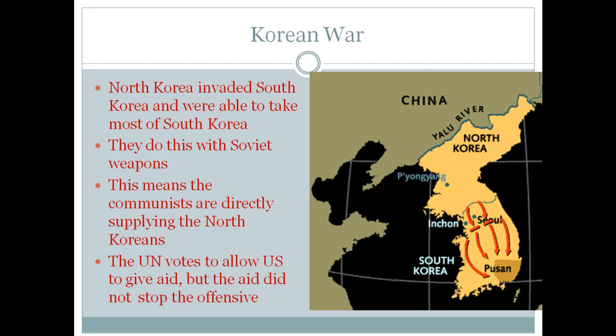However, North Korea invaded South Korea, and they were actually able for a short time to take over most of South Korea, and they were doing this supported by the Soviets, using Soviet weapons. And this meant that the communists were directly supplying the North Koreans with weapons and the means to attack South Korea. The United Nations voted to allow the U.S. to give aid, but the aid did not stop the communist offensive.